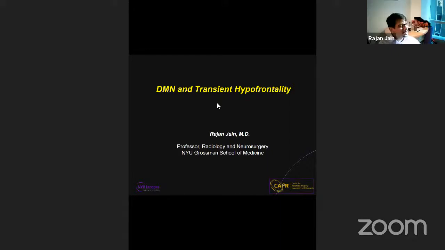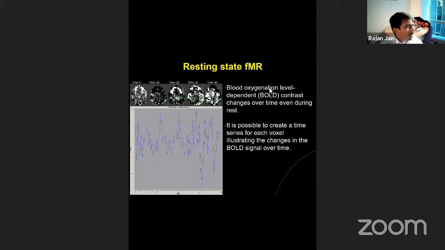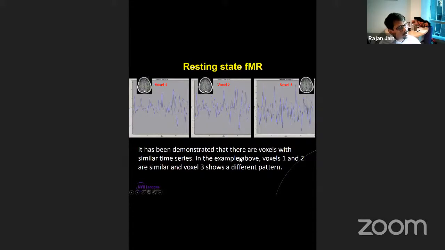So as I said, default mode network and transient hypofrontality, I'm just going to talk a little bit. With resting state fMRI BOLD imaging, we can detect contrast changes occurring in the brain parenchyma over time, even during the rest phase. It's possible to create a time series for each voxel within the brain we're scanning, illustrating these changes in the BOLD signal over time, like this one. For looking at different networks, we look at these time series created from different voxels and try to connect them.